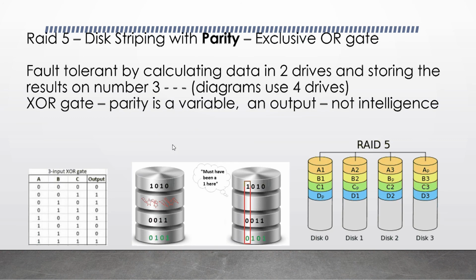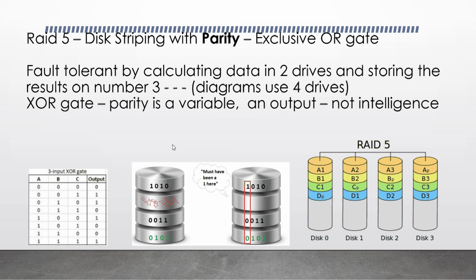RAID 5, disk striping with parity. I got some of these illustrations up here so you can try and work them out in your head, because heck, that's what I had to do. I've learned about OR gates, exclusive OR gates. I've learned digital, and I still have to go back and review, okay, how does an exclusive OR work? It's fault tolerant by calculating data in 2 drives and storing the results on number 3. The diagrams use 4 drives.